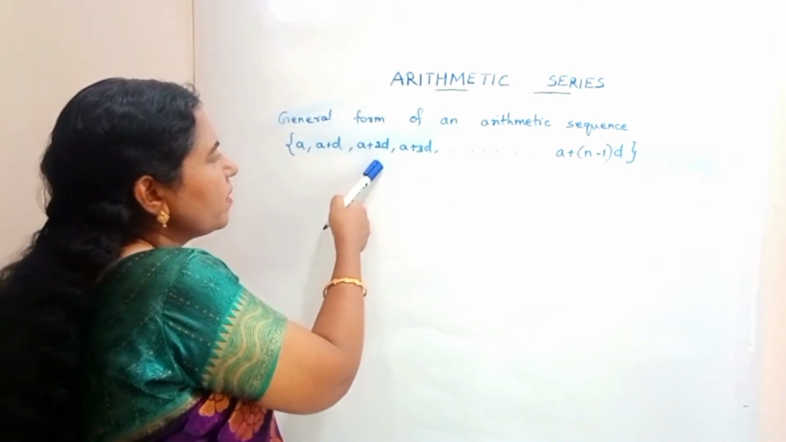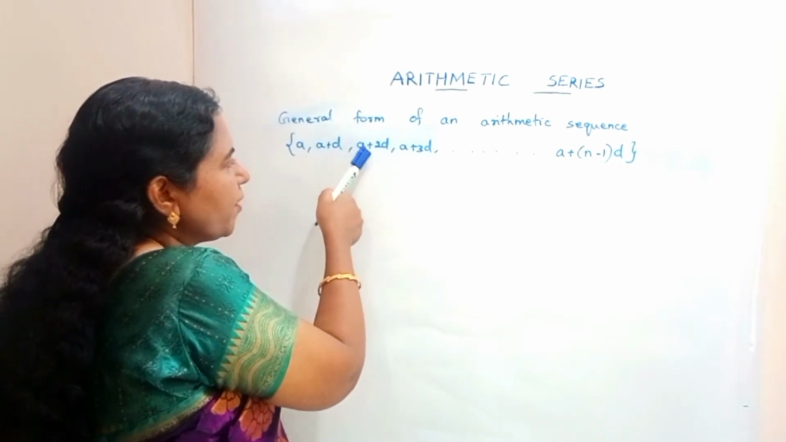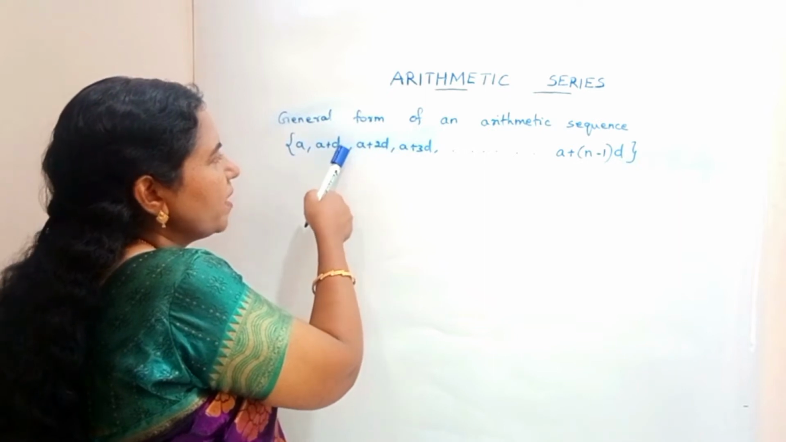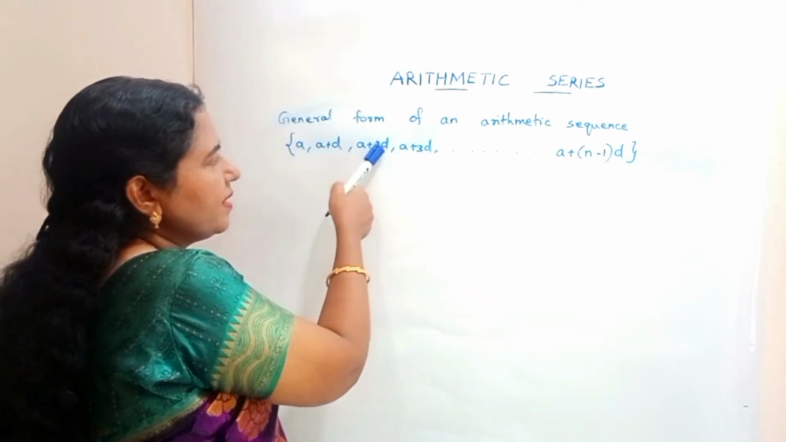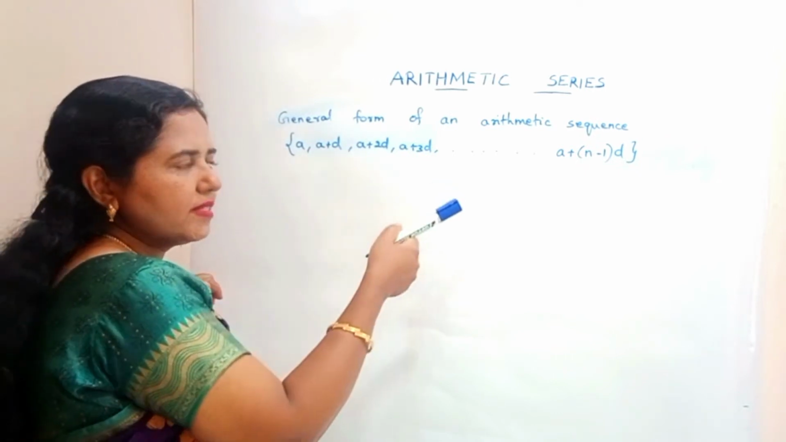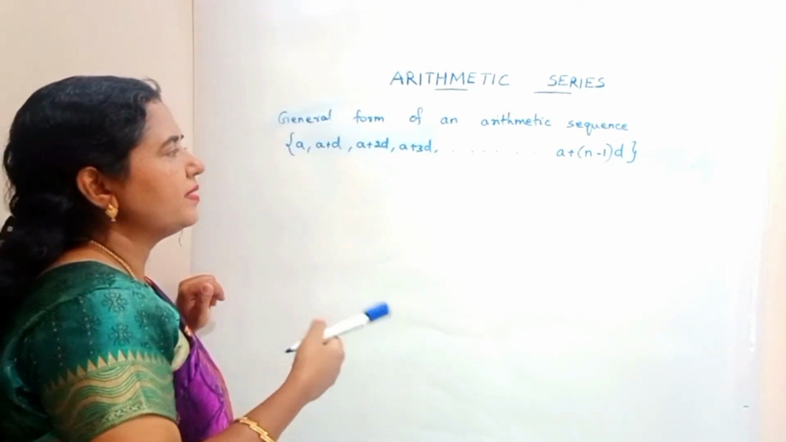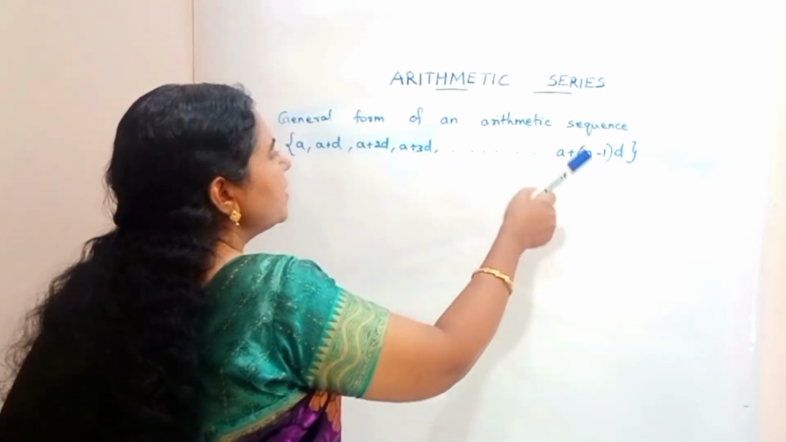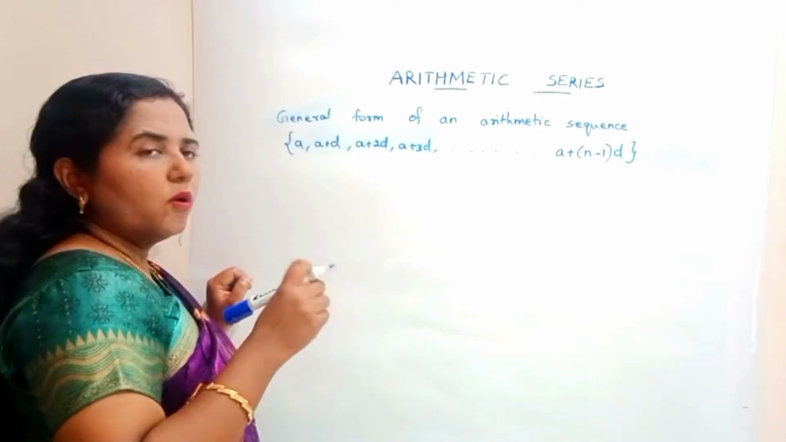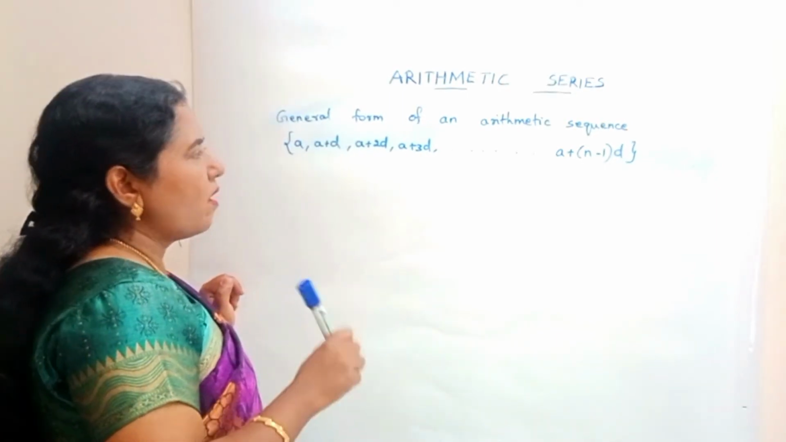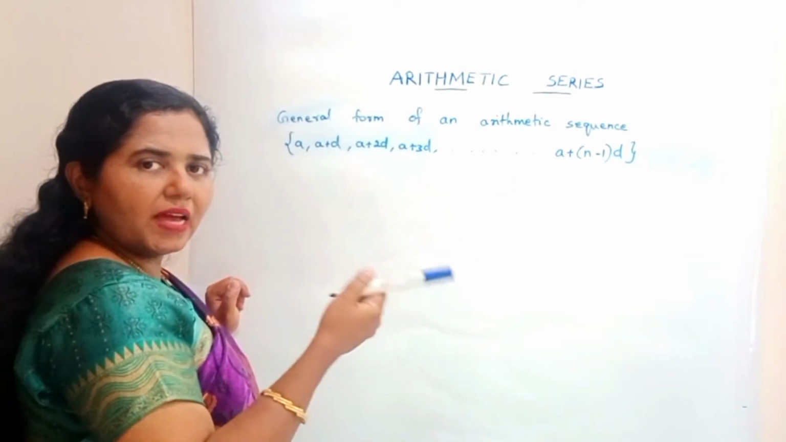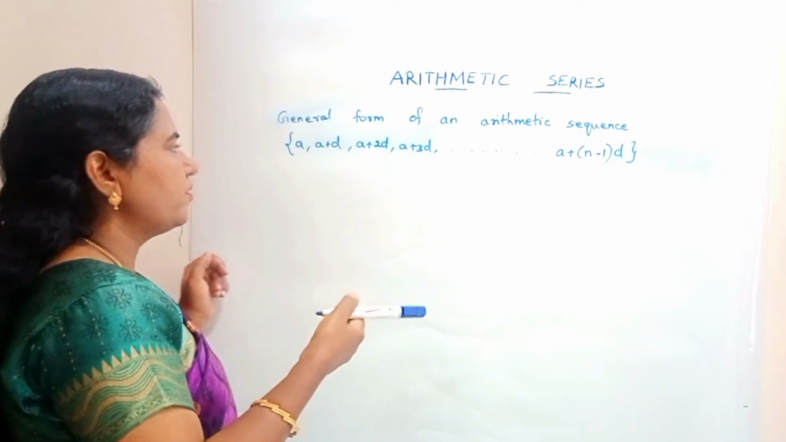Similarly, when we subtract this term from this term, we get a plus 2d minus a plus d. Here also a gets cancelled, we get 2d minus d, and it is equal to d. All these things we have already seen in detail. So this is the general form of an arithmetic sequence. Now if we are asked to find the sum of these terms, it becomes an arithmetic series. Already we have seen this in the introduction part.